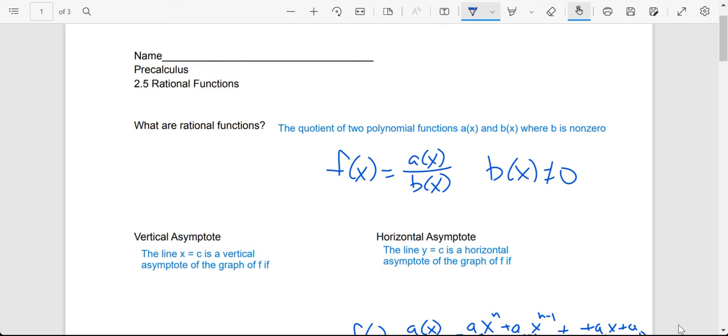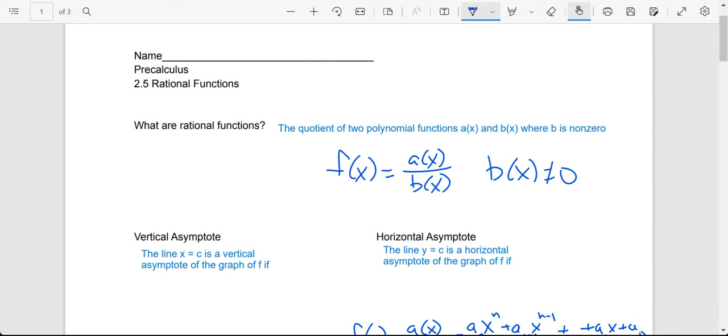Welcome to 2.5, rational functions. It'd be probably a good idea to define rational functions. You heard me mention rational functions from time to time in class. Let's talk about what they are. They are technically a quotient of two polynomial functions, and in the case of our definition, we're labeling them a of x and b of x. And b of x can't be 0. Why? Because that would make the denominator 0, so that's bad.